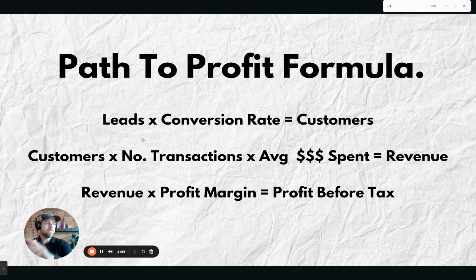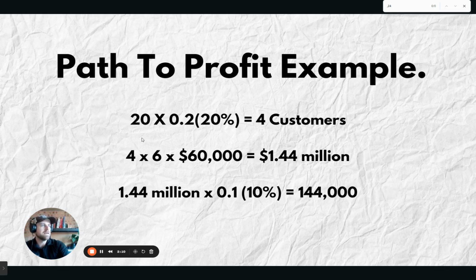Okay, so your revenue, then times your profit margin, which in the building space is around 10%. We obviously want to get that higher, but that's around the average, which will equal your profit before tax. Okay, now here's an example.